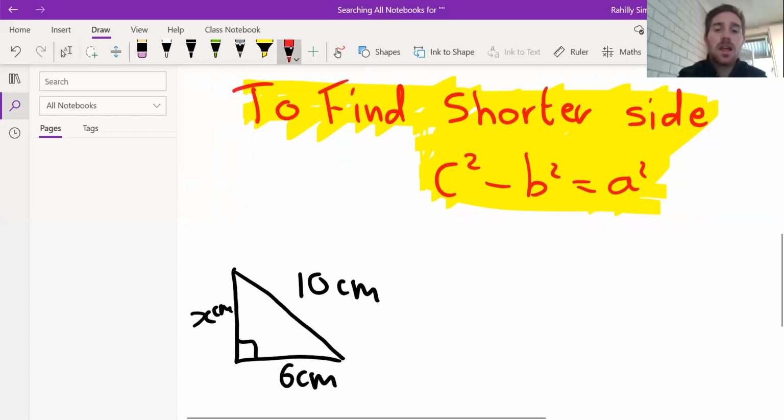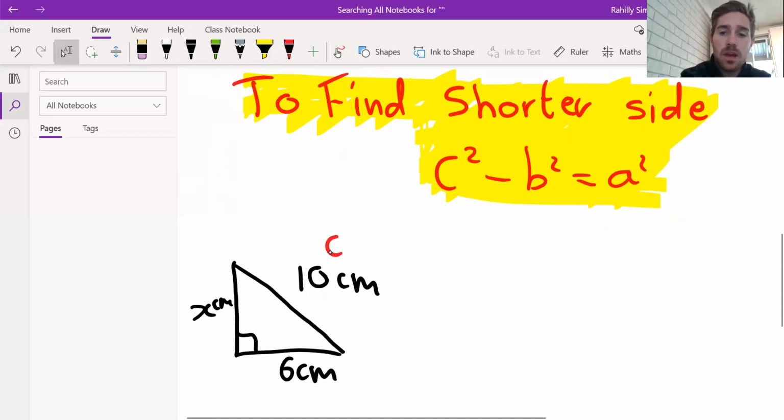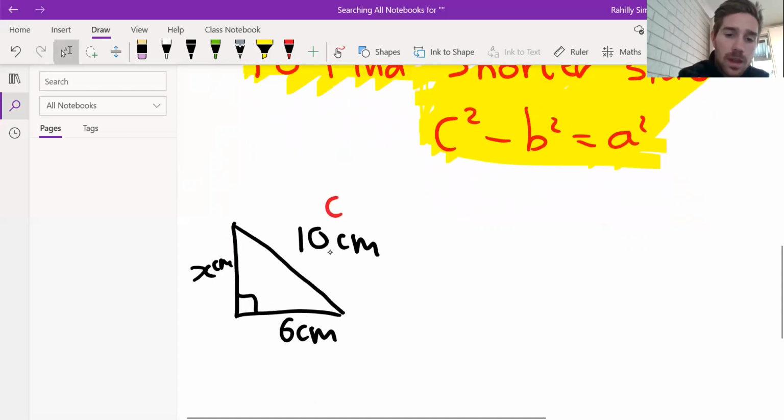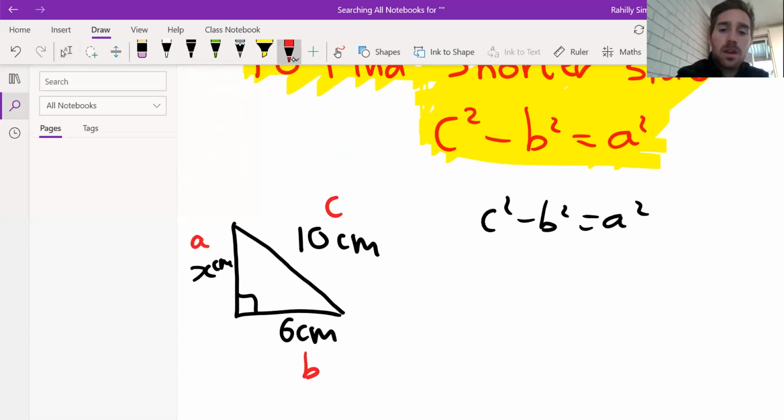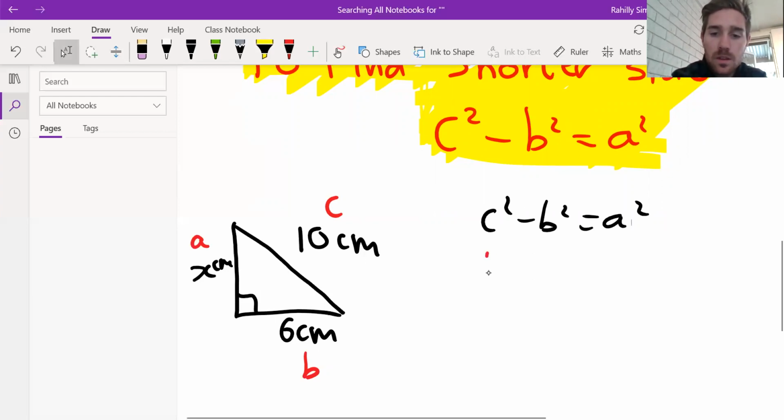First thing we need to do, we're going to label our triangle. Okay, our c is always our hypotenuse. That's our c there. We're going to label our second known value as b, and then our unknown is going to be a. And then all we need to do is put it into this formula, c squared minus b squared equals a squared. So that becomes 10 squared minus 6 squared equals a squared.